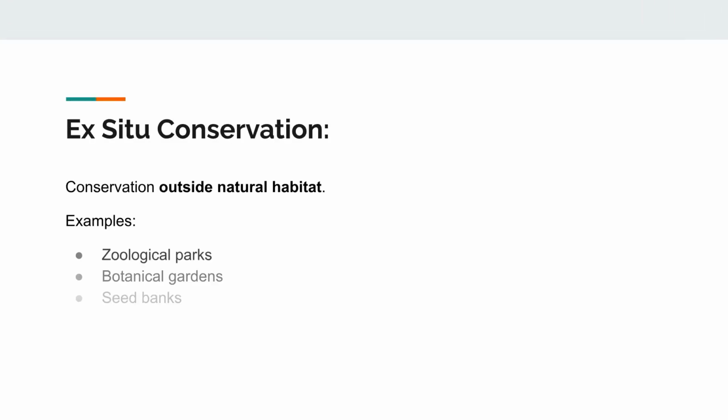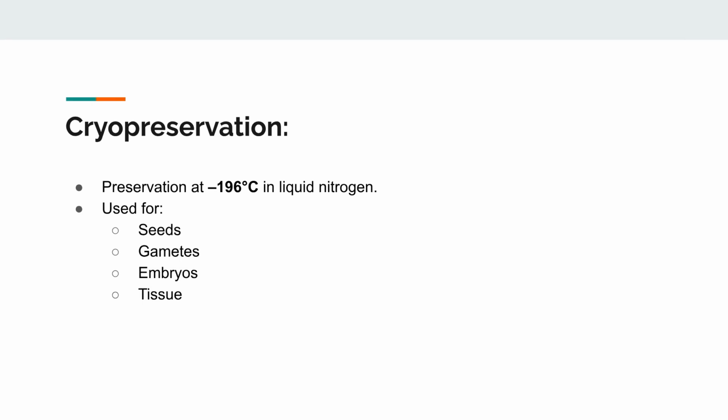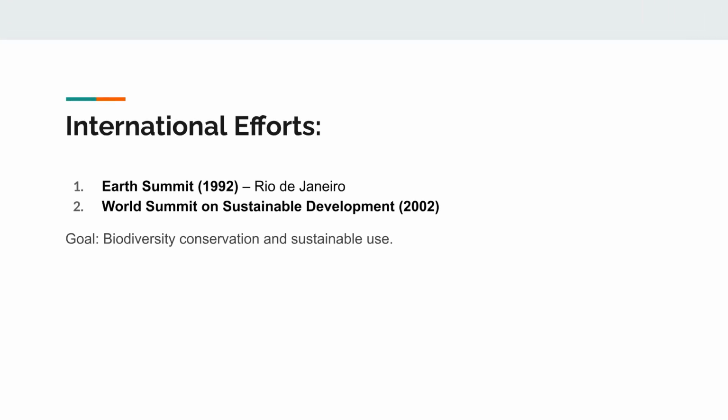Ex-situ conservation involves protecting species outside their natural habitat. This includes zoological parks, botanical gardens, seed banks, cryopreservation, and tissue culture. Cryopreservation is a technique for preserving biological materials, such as seeds, gametes, embryos, and tissue, at an extremely low temperature of -196 degrees Celsius in liquid nitrogen. International conservation efforts include the Earth Summit in Rio de Janeiro in 1992 and the World Summit on Sustainable Development in 2002, both aimed at biodiversity conservation and sustainable use.